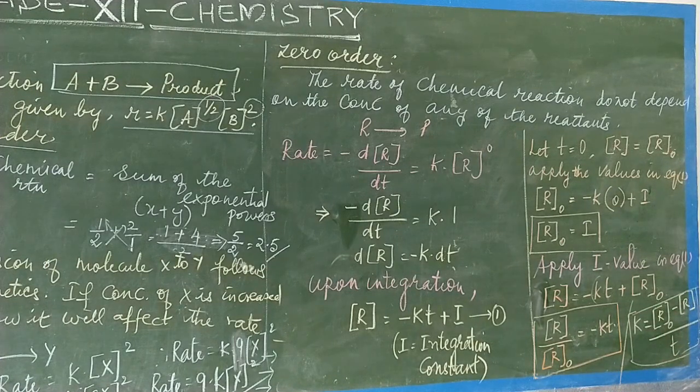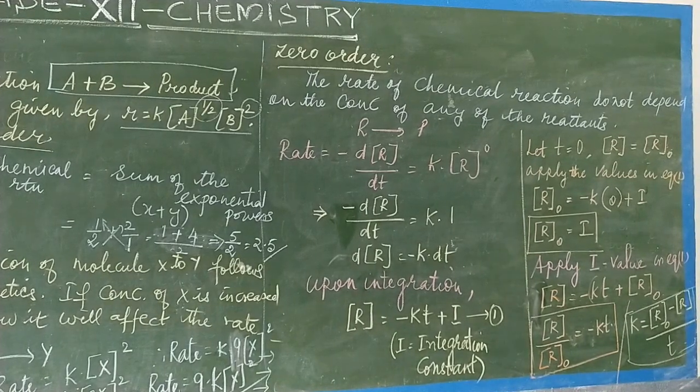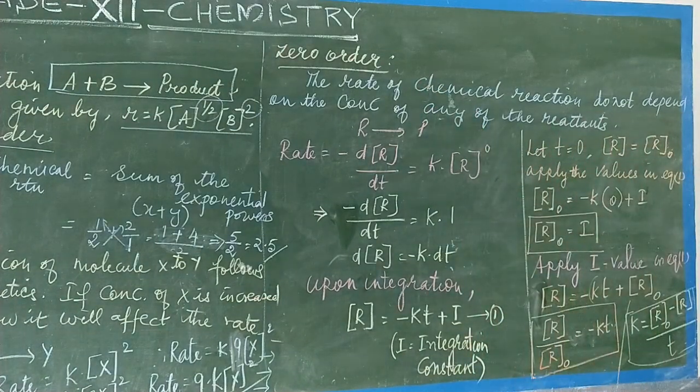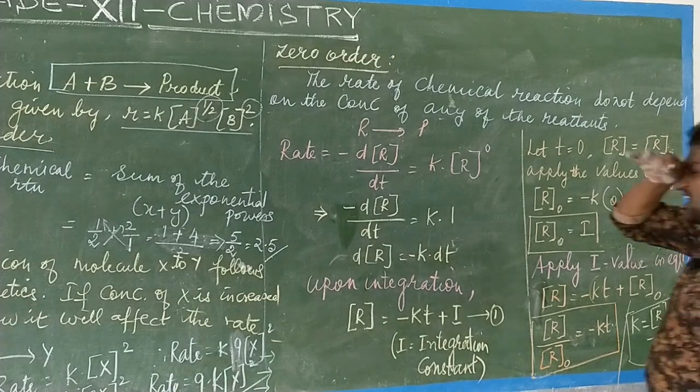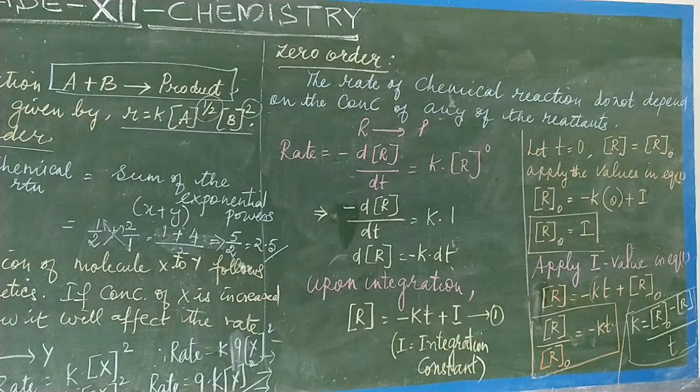Let us revise once more. What is meant by zero order kinetics? If the rate of a chemical reaction does not depend on the concentration of any of the reactants, then we call it zero order kinetics. For that, the reactants react giving rise to the formation of a product.